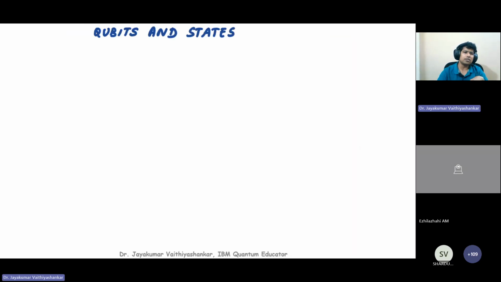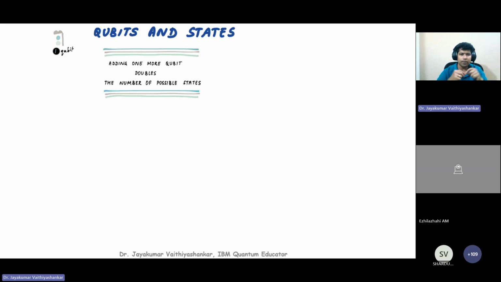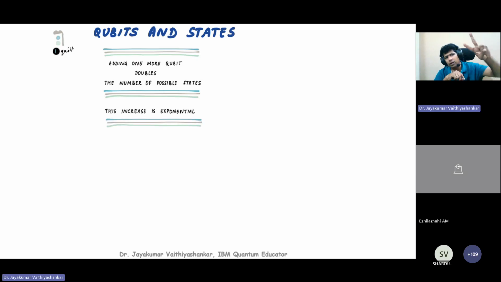So we can understand the impact of adding 1 qubit. 1 qubit will have 2 different states at the same time. If you add one more qubit, it will double the number of possible states, and this increase is exponential. So 1 qubit, 2 states. Look at this slide. If I add one more qubit, it becomes double, 4 states. If I add one more qubit, it becomes 8.